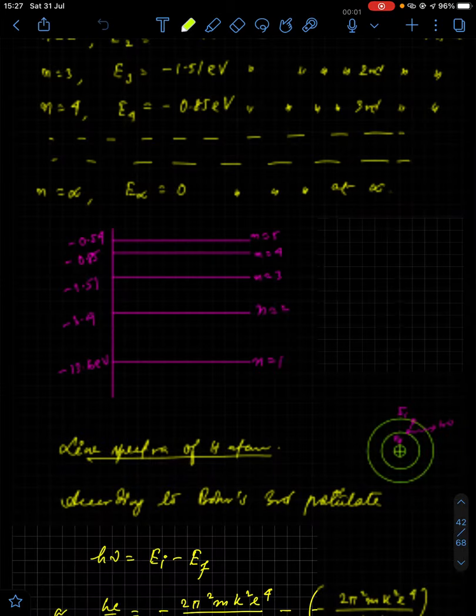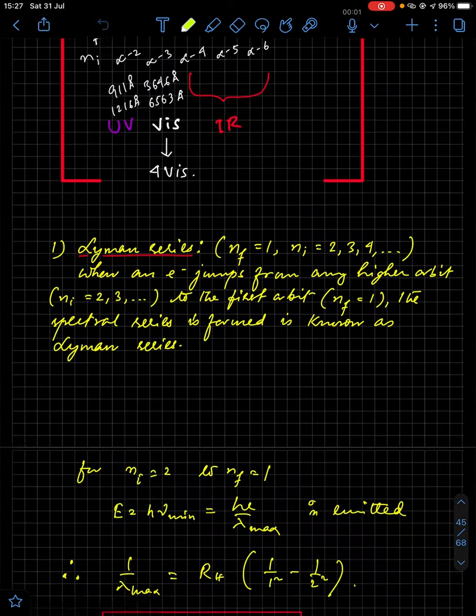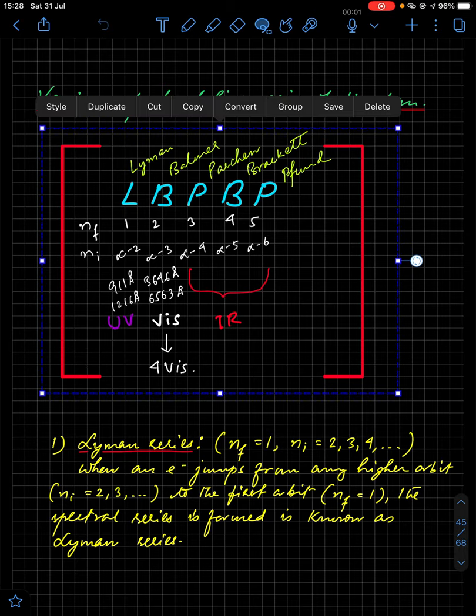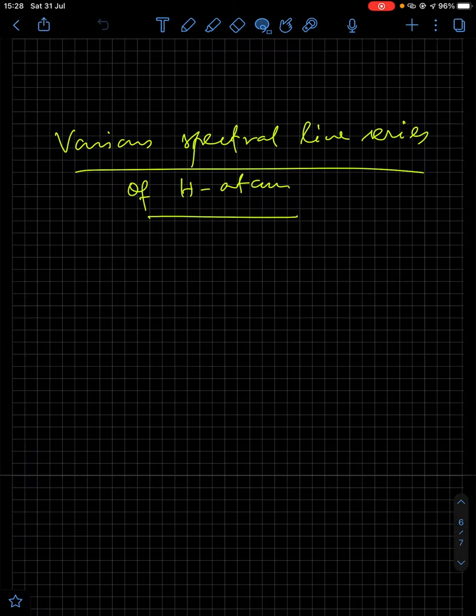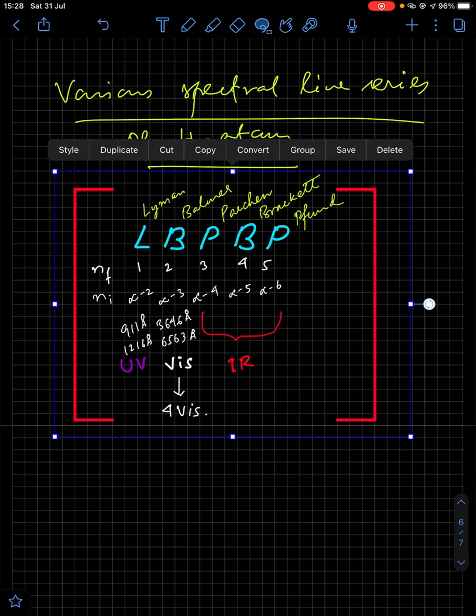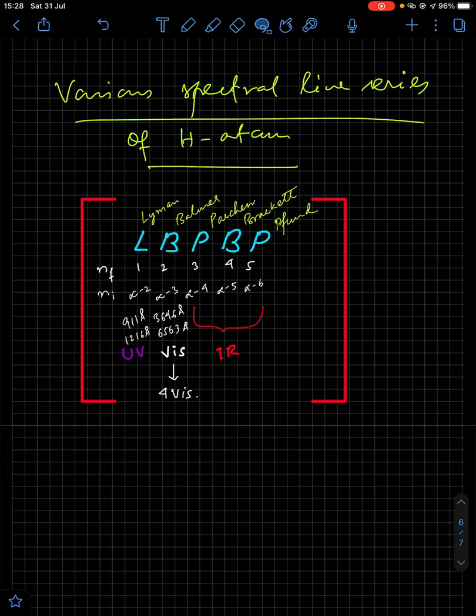Now I'll just copy down this diagram, a very small representation which will help you to remember the various information that you need here. So you see, here we have written L, B, P, B, P, repeats, clear? So L is Lyman series, B is Balmer series, P is Paschen series, B is Brackett, and P is Pfund. So these are the n final numbers.